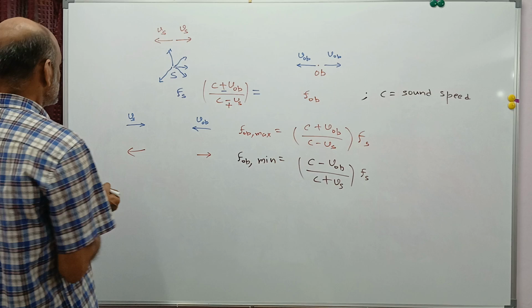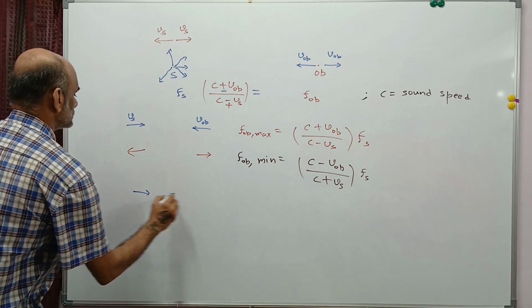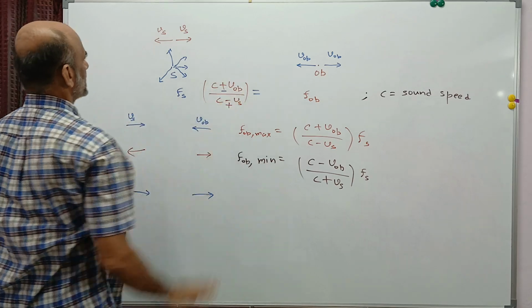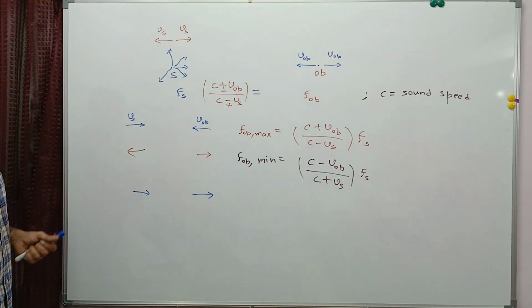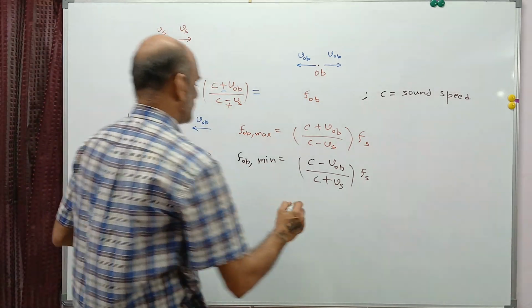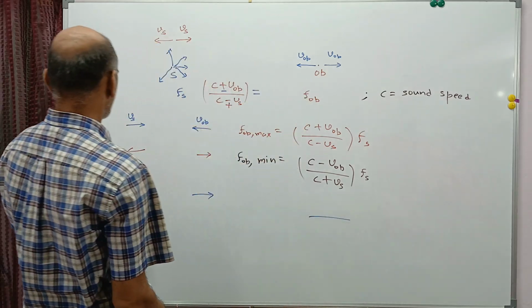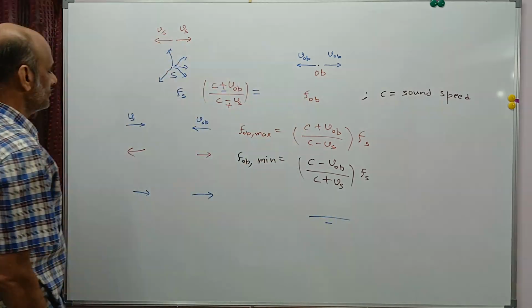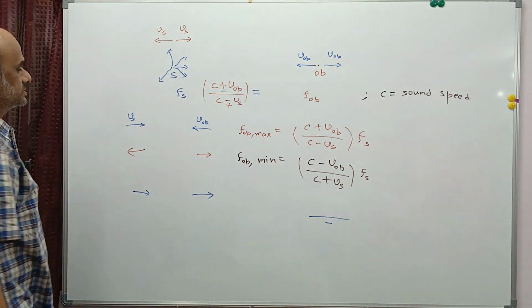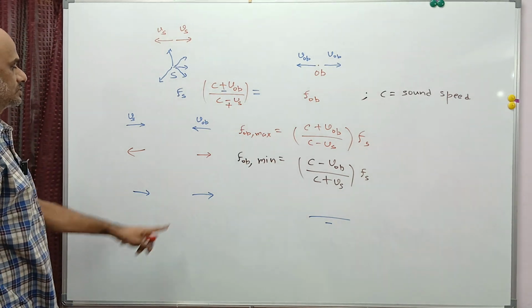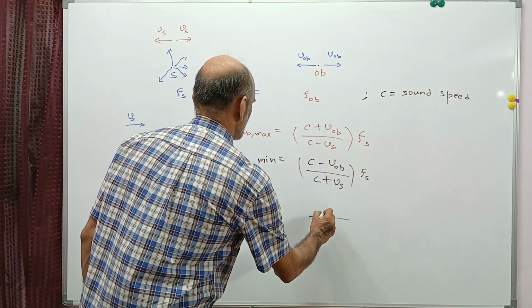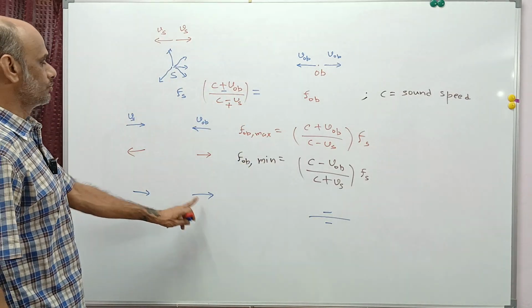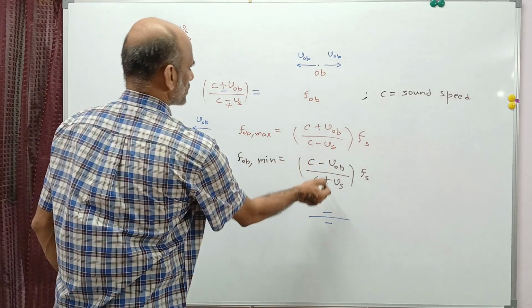The third possibility is both the source and the observer moving towards the right. Source moving towards the right means the frequency will increase because of the source movement. So in the denominator, the source should contribute to increasing the frequency, so it should be minus. And the observer is moving away from the source, so the frequency will decrease because of the observer movement, so it should be minus. The observer movement is decreasing the frequency because it's moving away from the source, so the observer will contribute a negative sign.